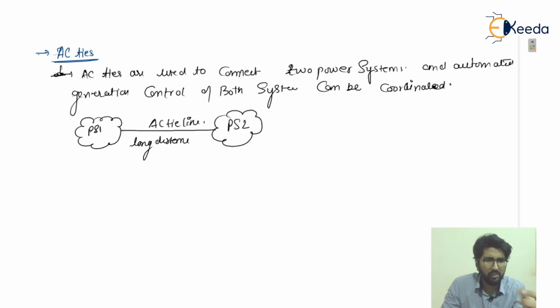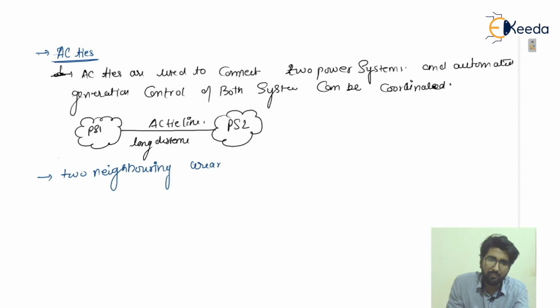So there should not be any disturbances if any fault condition arises in one of the power systems. But the same thing happens when we connect power system 1 and power system 2. Now look at this point. The two neighboring areas are connected. I'm writing in simple language here.